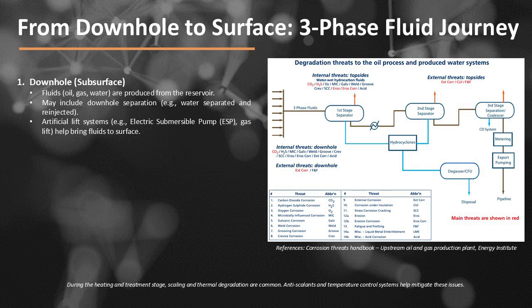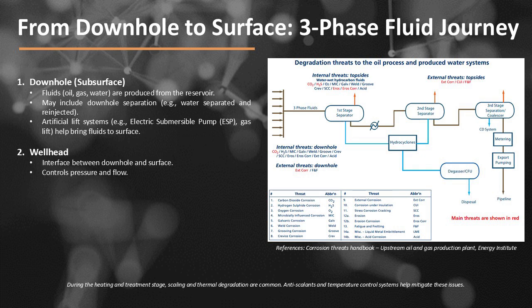Number 1 of three-phase fluid journey is starting from downhole or subsurface. Fluids, oil, gas, water, are produced from the reservoir. May include downhole separation such as water separated and re-injected. Artificial lift systems such as electric submersible pump or ESP and gas lift help bring fluids to surface.